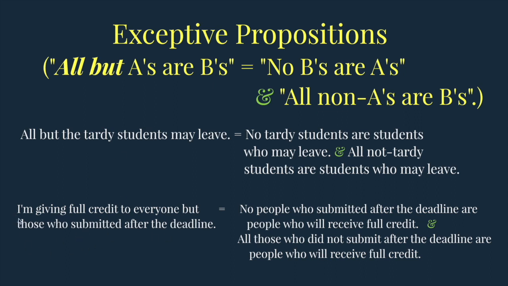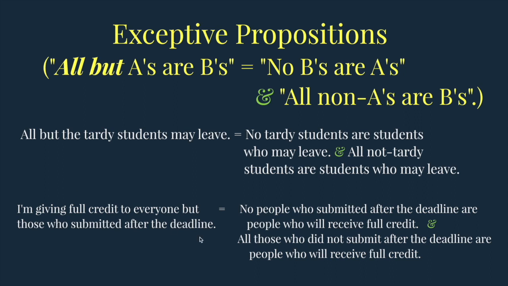Similarly here in this option, I'm giving full credit to everyone but. That's kind of like all but, right? Everyone is all of the people but. So this is an all but. Notice it's not at the front of the sentence, it's in the middle of the sentence. This could get confusing. I'm giving full credit to everyone but those who submitted after the deadline. What I'm saying here is, if you submitted after the deadline, you're not getting full credit. And if you did submit before the deadline, which is to say, if you did not submit after the deadline, then you will get full credit.